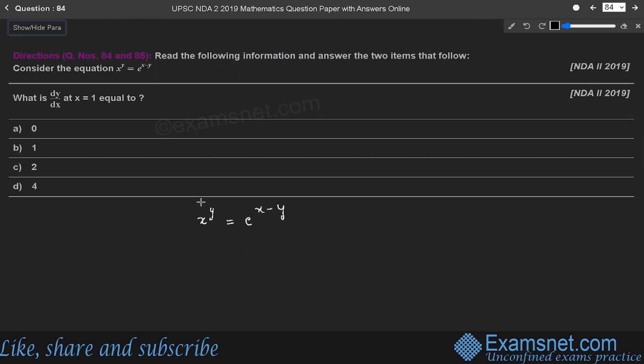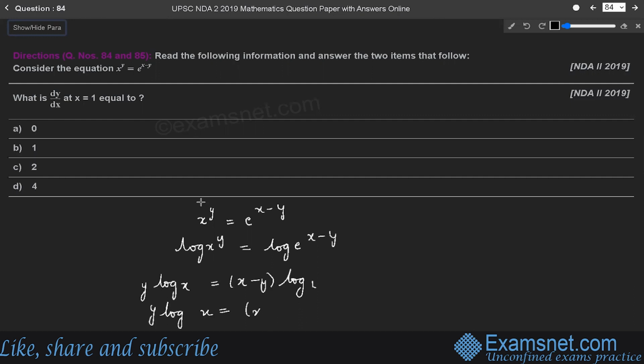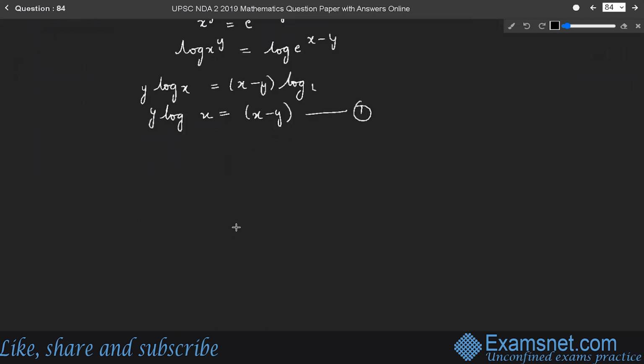So, taking log on both sides, we get log x power y is equal to log e power x minus y. Therefore, y log x is equal to x minus y log e. We know that log e is 1. So, y log x will be equal to x minus y. Let this be equation number 1. Now, differentiating it both sides with respect to x, we get y into 1 by x plus log x dy by dx is equal to 1 minus dy by dx from equation number first.